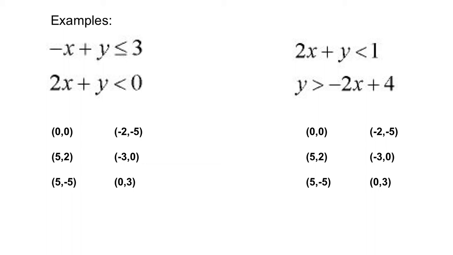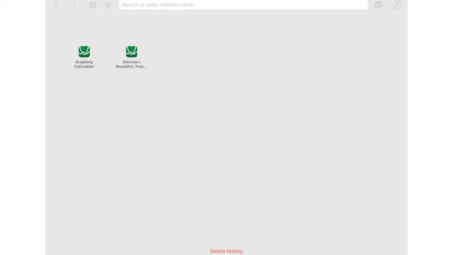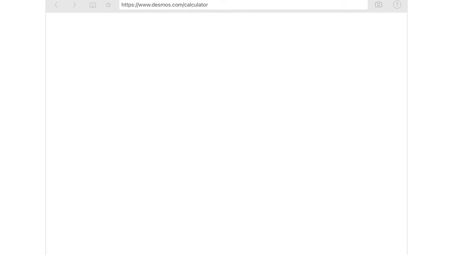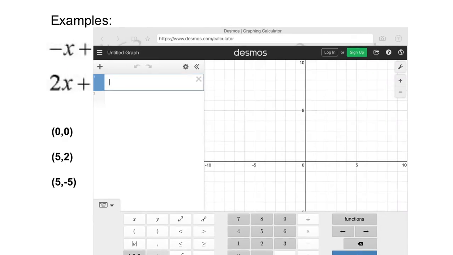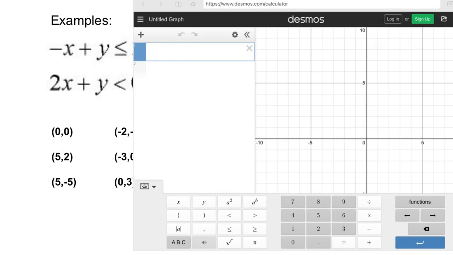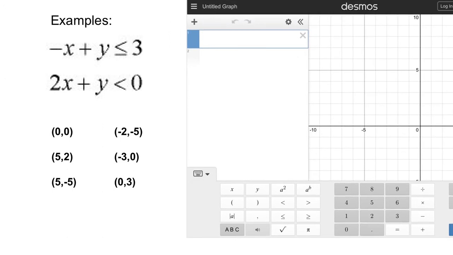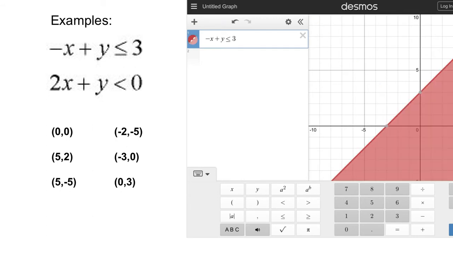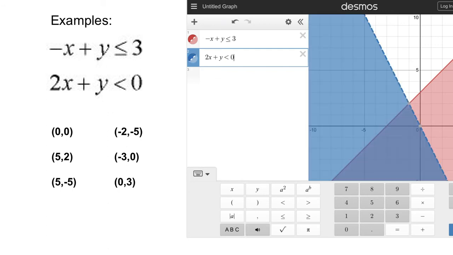So the first thing we're going to do is pull up our Desmos. And we're going to type those two systems in. So negative x plus y is less than or equal to 3. And 2x plus y is less than 0. Okay, so here's the graph of our solution set.